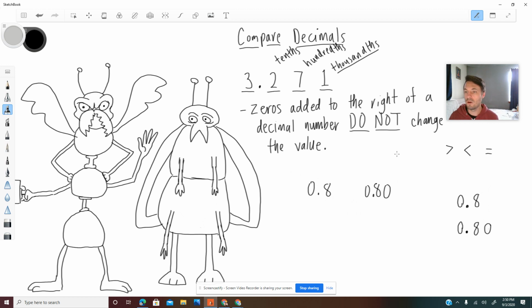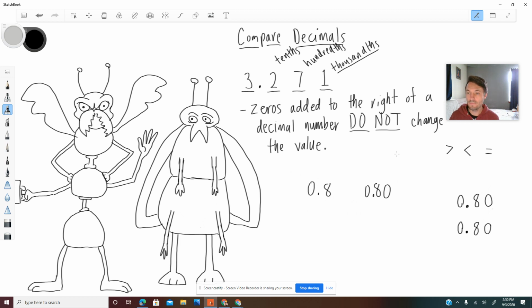What's bigger, 0 or nothing? Oh wait, they both equal nothing. 0 means nothing. Also, can we add a 0 to the right of this without changing the value? Yes, we can. Adding a 0 to the right of a decimal number does not change the value. You can always add zeros to the right, and it doesn't change the value.